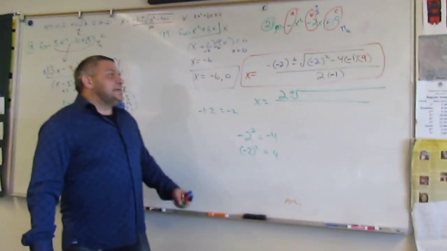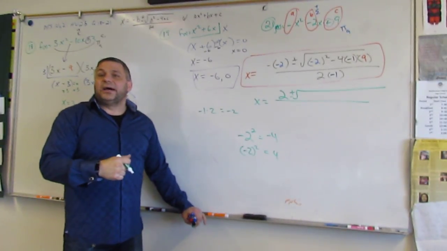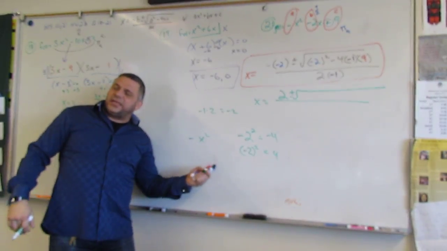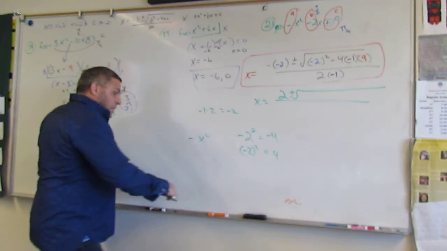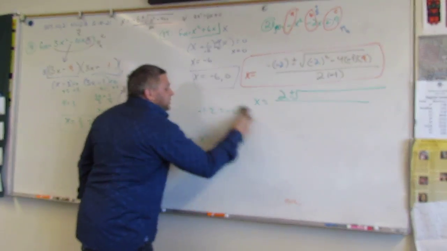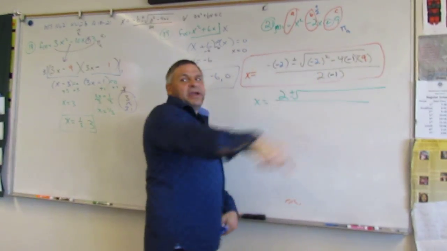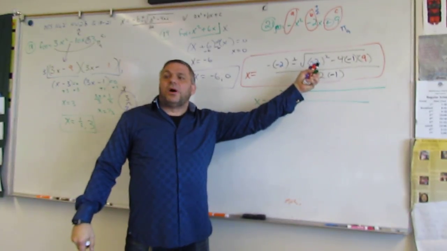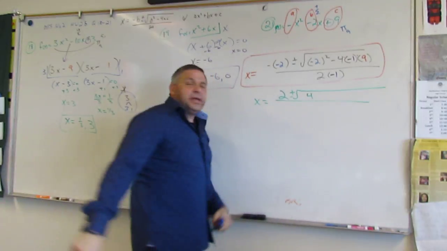Okay? And you guys see that a lot when we were doing the other problems where we had -x squared, right? You're plugging it in, and then this is making it negative, and it's very confusing, right? Okay? So, just remember, this will be positive every time. This b squared will always be positive. So that's going to be 4. Okay?